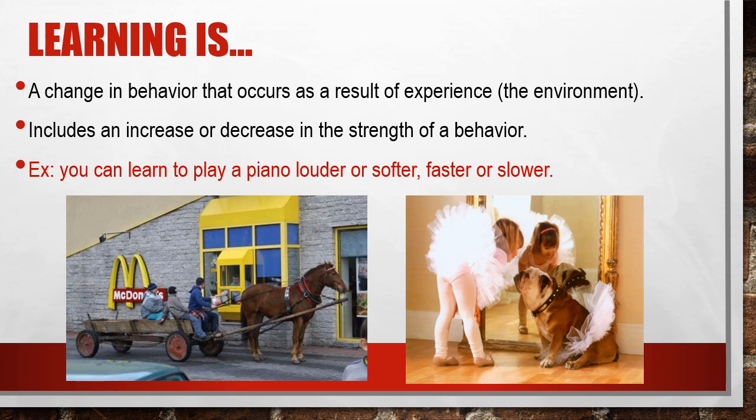So learning is a change in behavior because we can see your behavior and we know by your behavior if you have learned as a result of the experience or the environment that you're in. This could be an increase in a behavior we want to strengthen or a decrease in a behavior we'd like to go away. So, for example, you could learn to play the piano louder or softer. You could learn to dance faster or slower. That's a behavior that we can see.